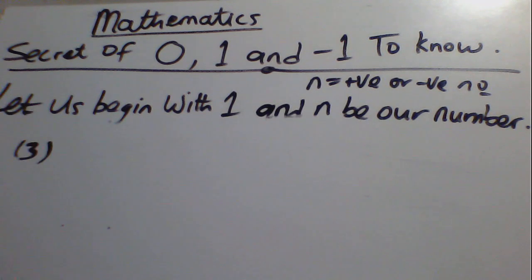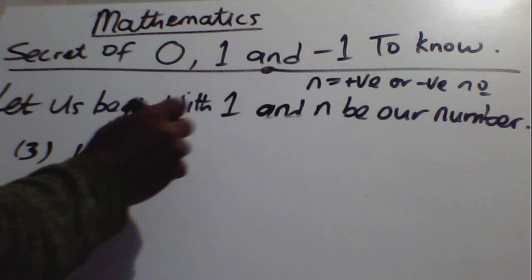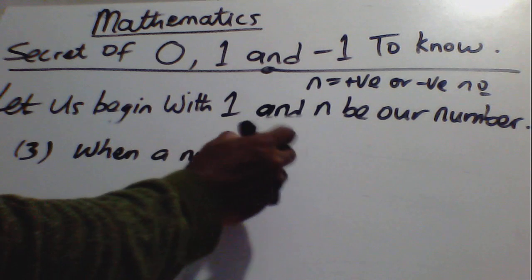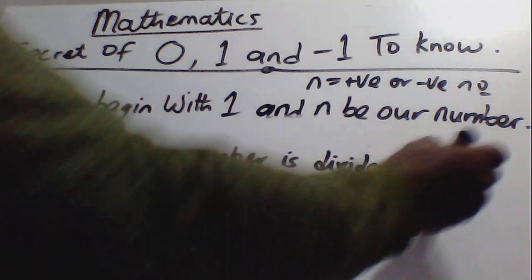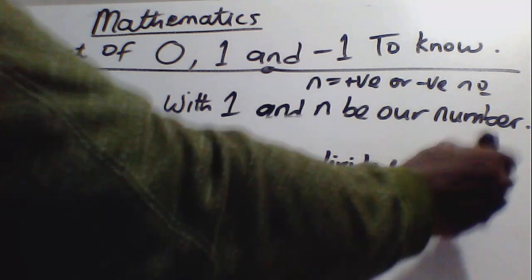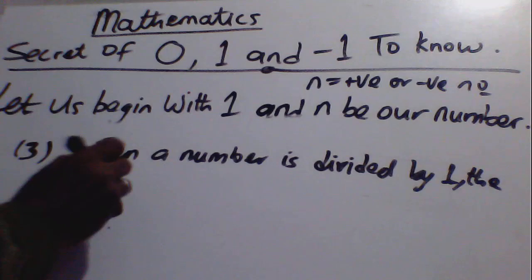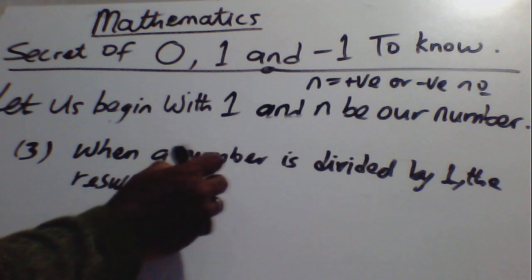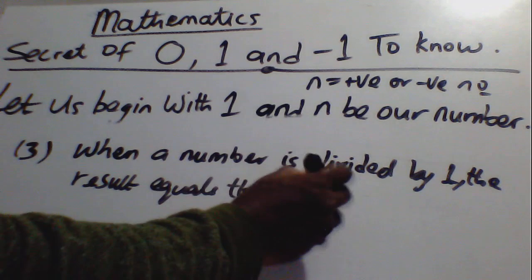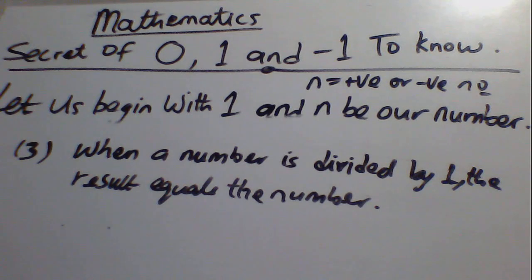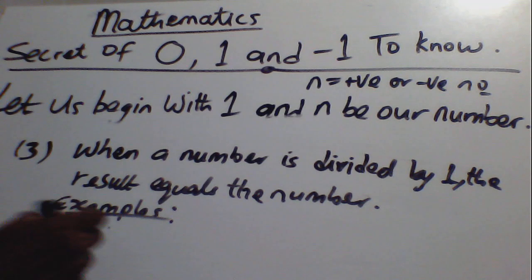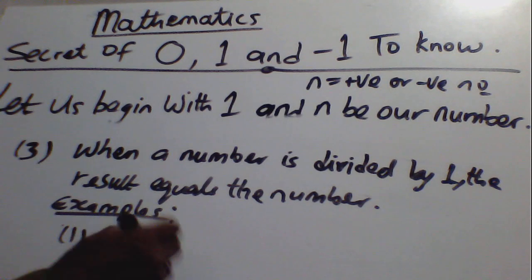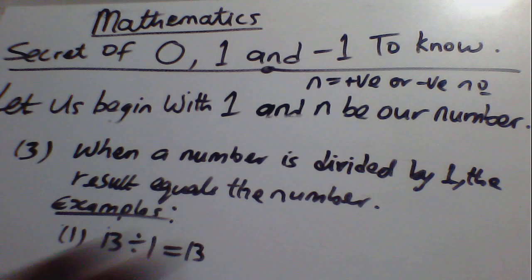Third secret: when a number is divided by 1, the result equals the number. So example, we have here example 1. 13 divided by 1 is equal to 13.